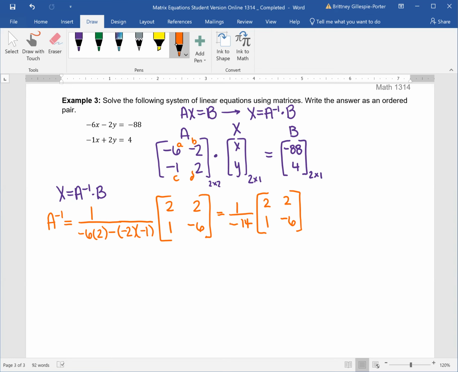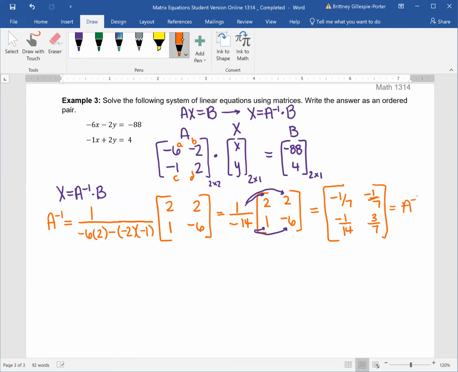Here we have multiplication by a scalar, which means that we need to distribute that fraction and multiply every single term of our crazy matrix by 1 over -14 or -1 over 14. And don't forget to simplify your fractions. 2 all over -14 becomes -1/7. We're going to have it written twice because of the top row being the same. Bottom left corner, we get -1 all over 14 from 1 times 1 over -14. And then -6 all over -14 reduces to 3/7.